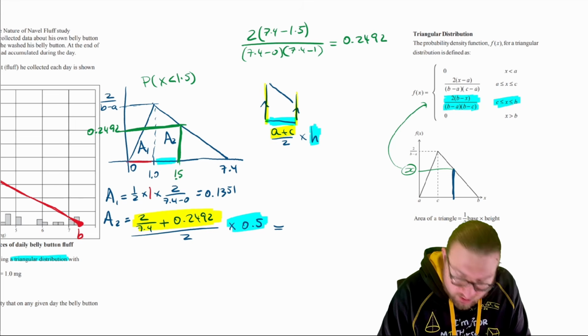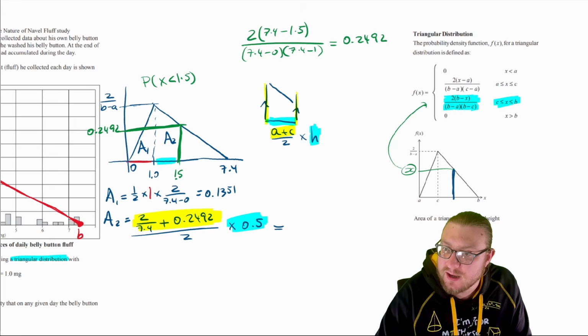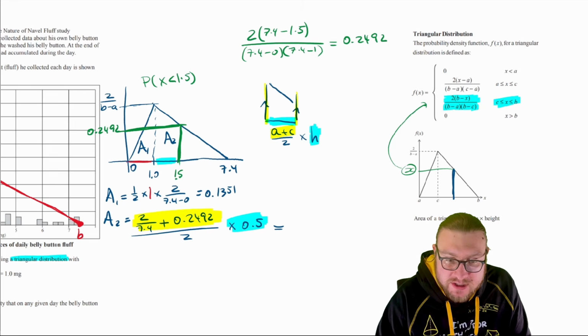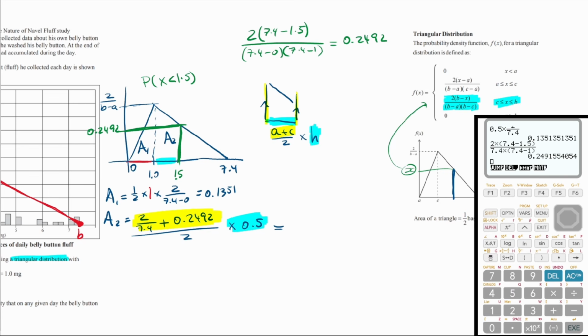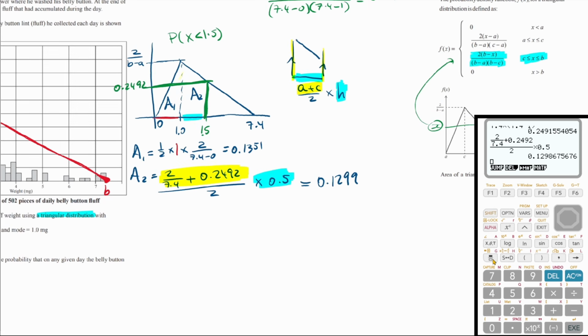Should we put this in together? Let's put this in the calculator real quick. Why not? There we go. We have a fraction. Remember, you guys are more than welcome to do a double fraction. 2 divided by 7.4, and just put it all together, plus 0.2492. I'm going to divide by 2, and then this whole number we're going to multiply by 0.5. So we get 0.1299 for four decimal places.